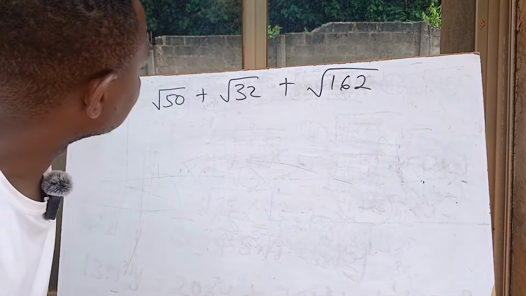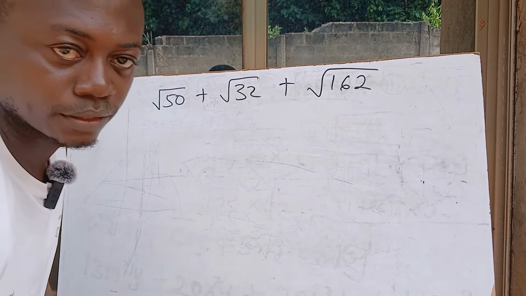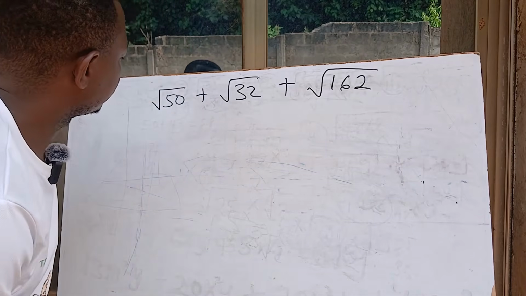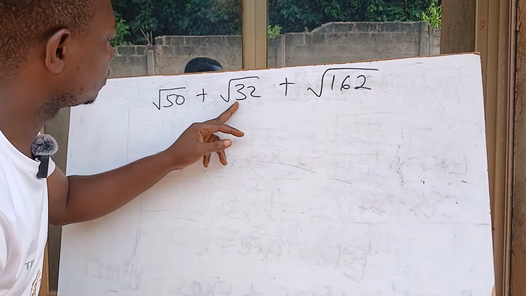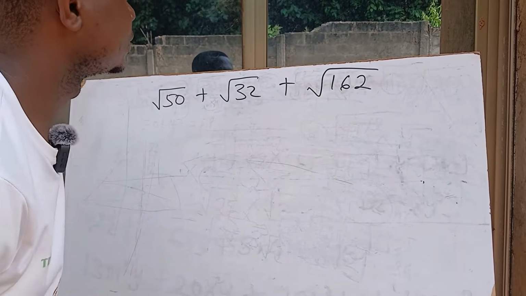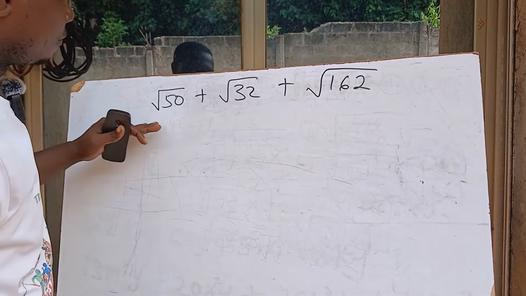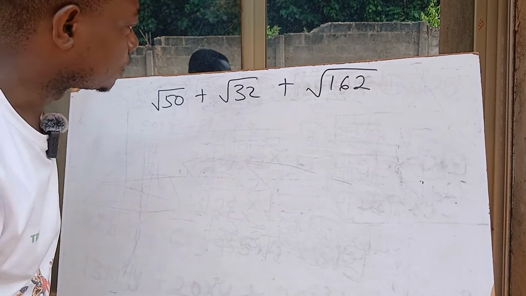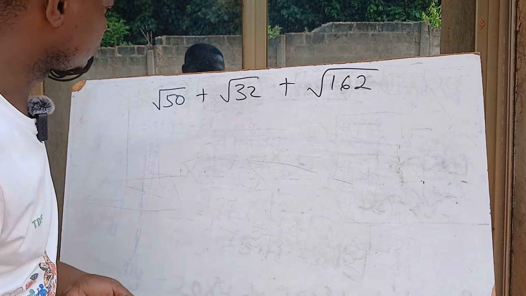Now let's look at this. If you're asked to simplify this, we have square root of 50 plus square root of 32 plus square root of 162. This one is not different from the first one. You need to reduce them and then put them together.